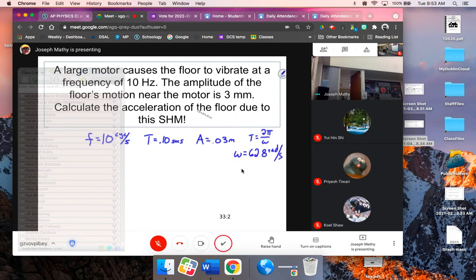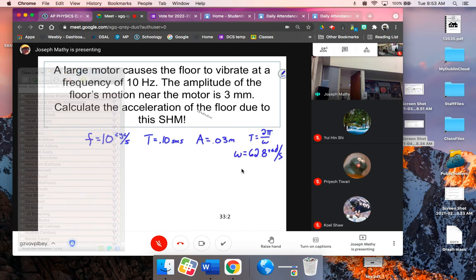We get 62.8 radians per second. Sound good? I think that's what you get when you take 6.28 divided by 0.1, you get 62.8. So that makes sense to me. Now it says calculate the acceleration of the floor due to the simple harmonic motion. Well, here's what I know right now.